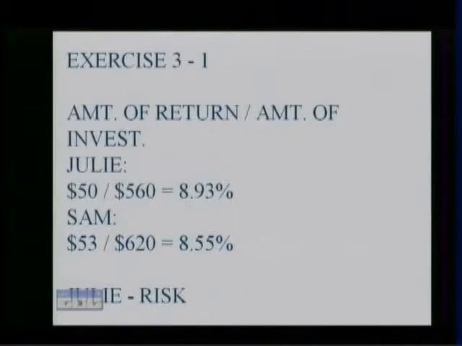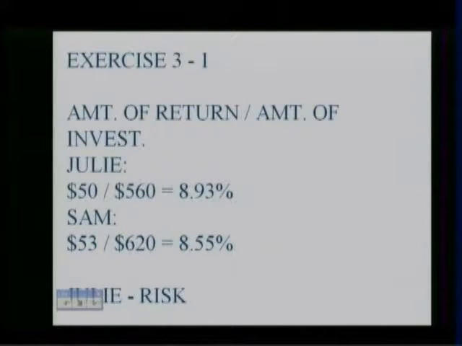And what you're going to get back on your investment from Julie is $50, and from Sam is $53. So the question there is, which one is the better investment? In other words, which has the better return? To figure that, you take the amount of the return and divide it by the amount of the investment. So for example, with Julie, you're going to get $50 back on $560 worth of investment, so you'll get a return of about 8.3%.